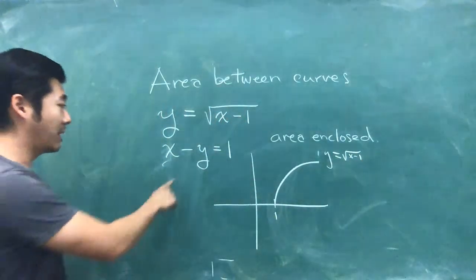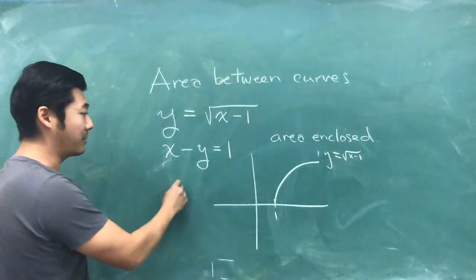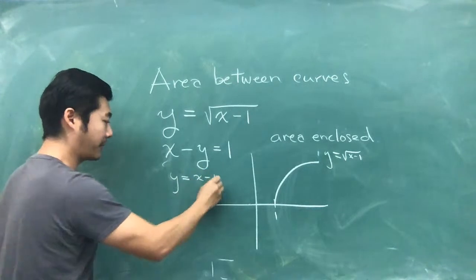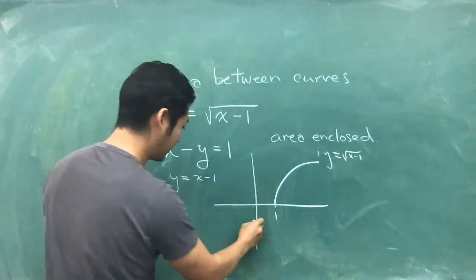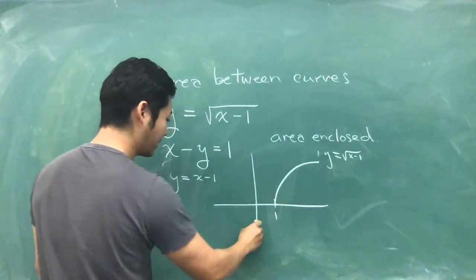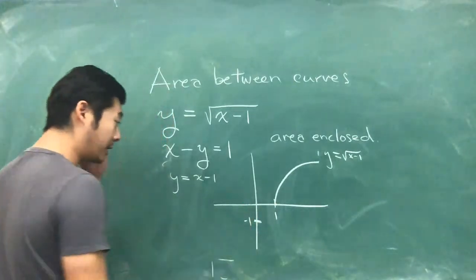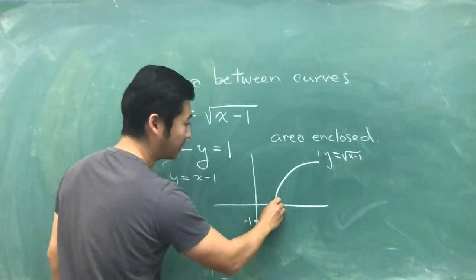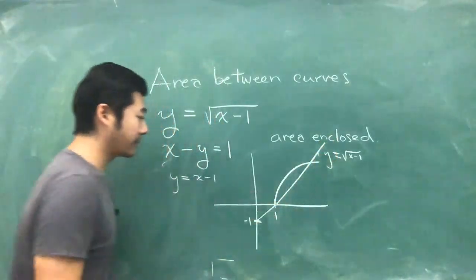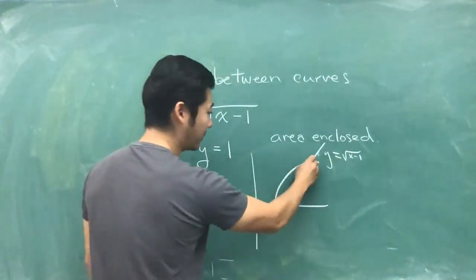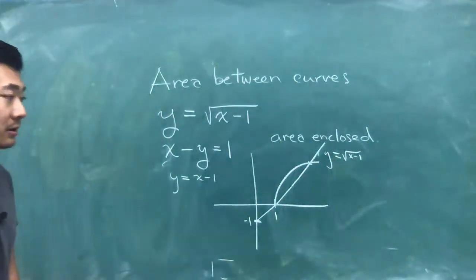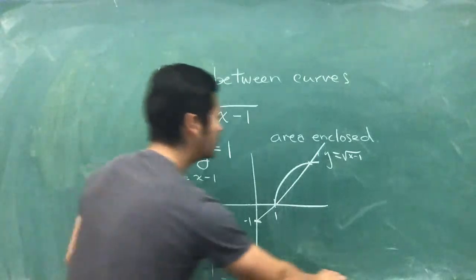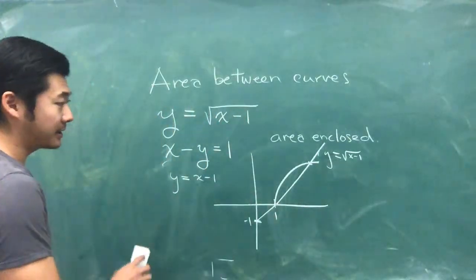And then x minus y equals 1 is the same as y equals x minus 1. So it's just a straight line. It crosses at -1, and then when x is 1, it's at 1. So it'll intersect here, and then we'll just keep going. So we have another point of intersection, and we want to figure out where that point is. Okay, so let's do that.